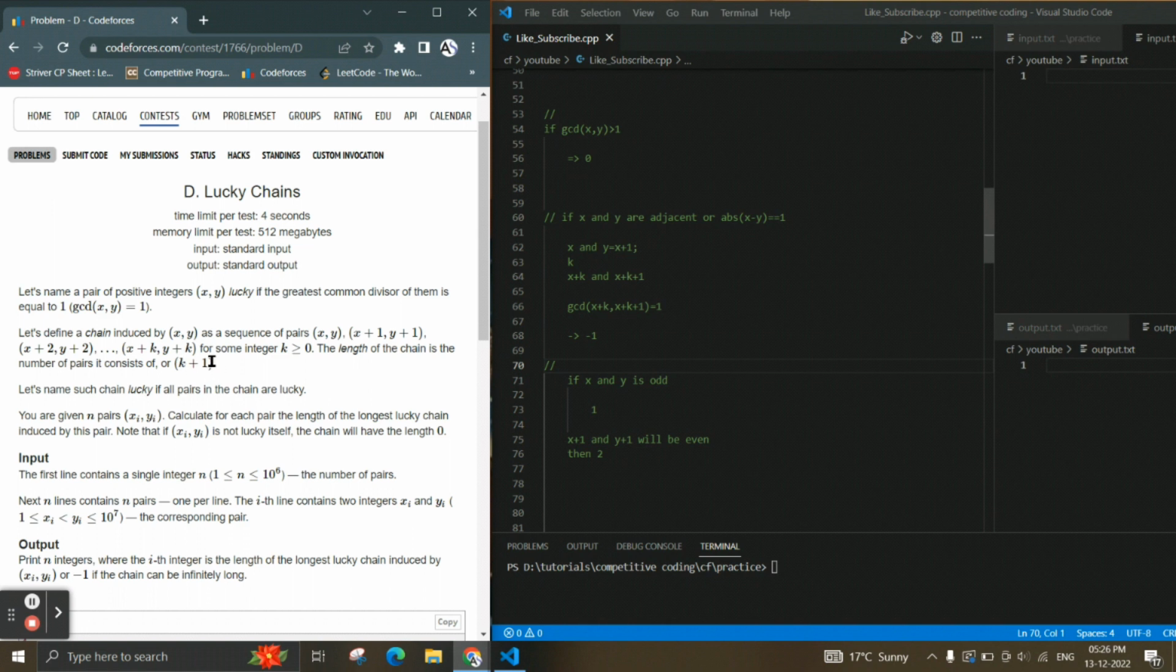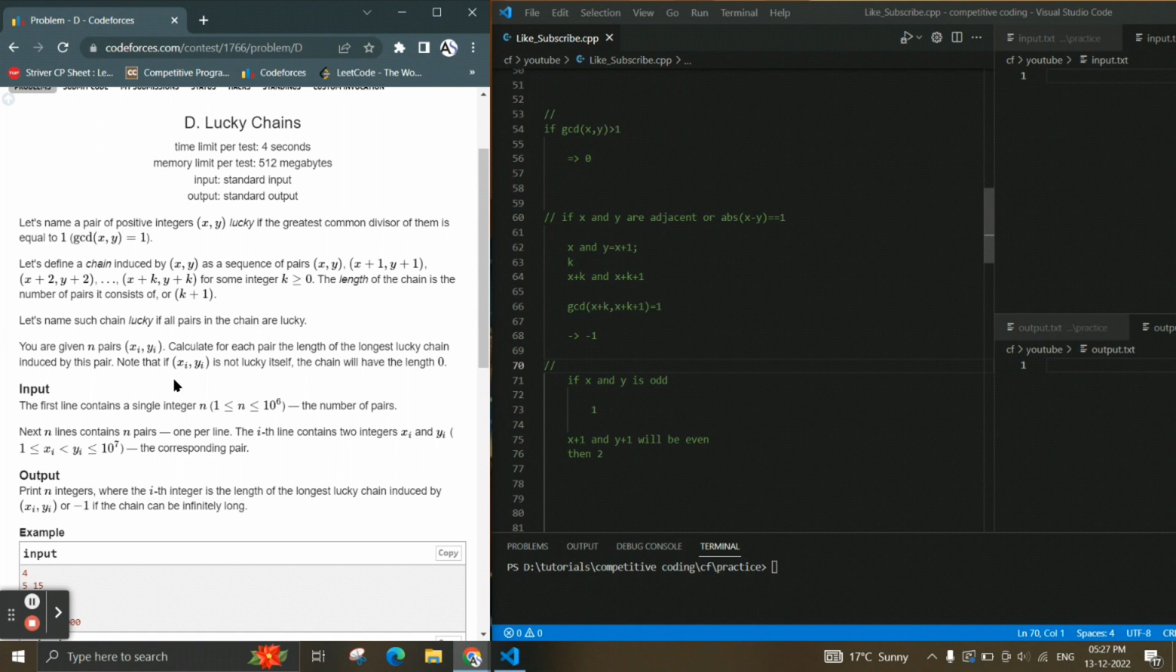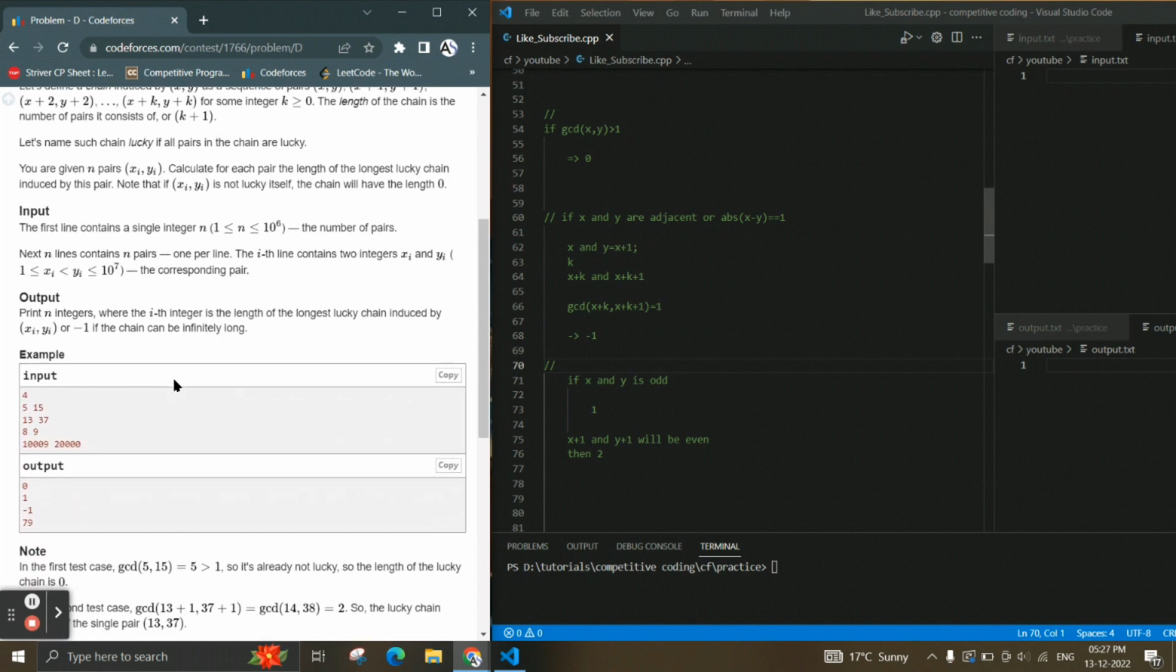and y, and the length of the chain will be equal to the number of pairs it consists of. The chain will be called lucky if all the pairs in the chain are lucky. So you have to calculate the length of the longest lucky chain. Let's see some test cases.